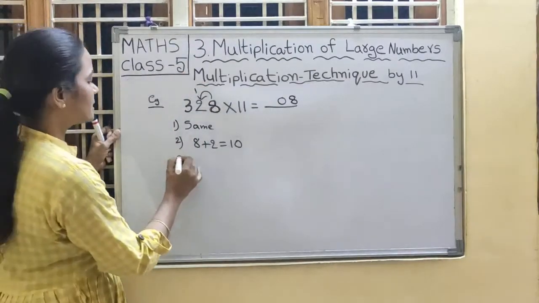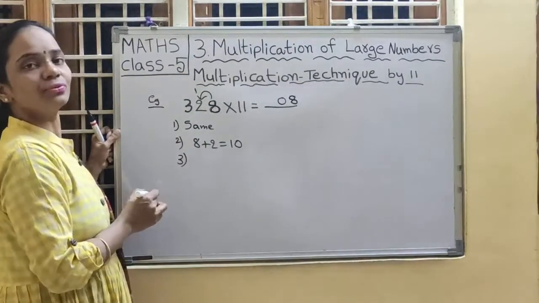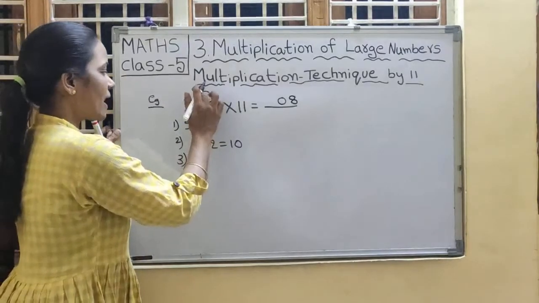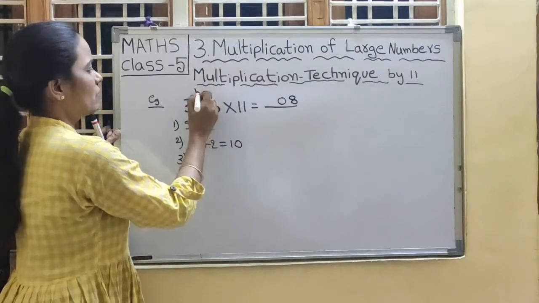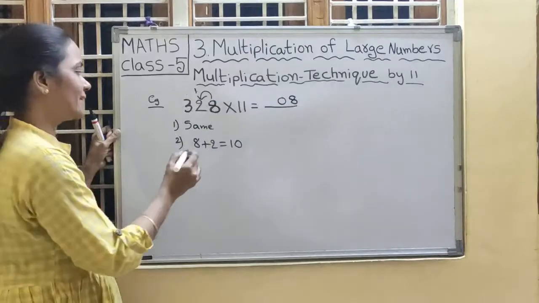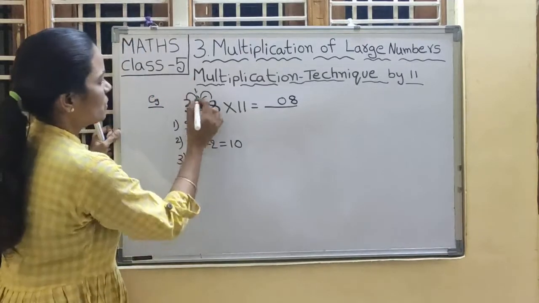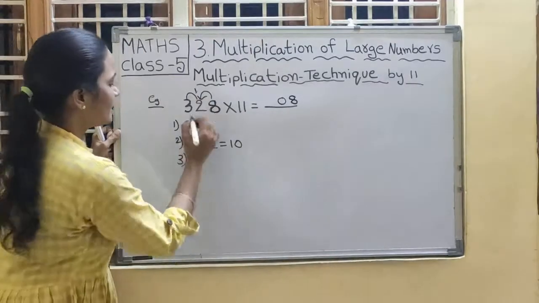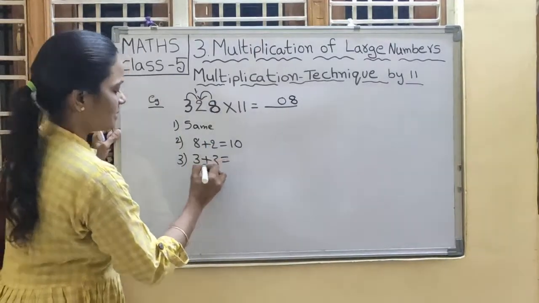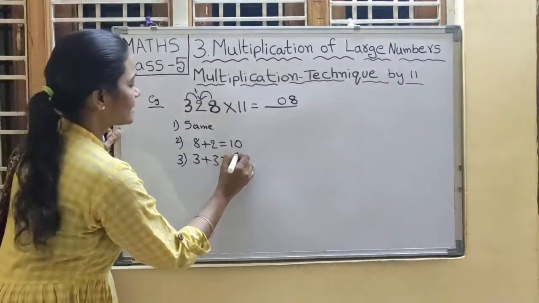Okay. Next, third step. What we have to do? So we have to add these two. 1 plus 2, how much? 3. 3, and add these two. 1 plus 2 is 3 and 3 plus 3, how much? 3 plus 3 is 6.